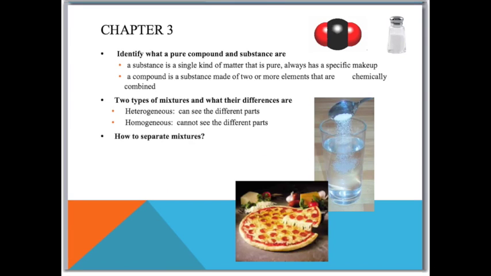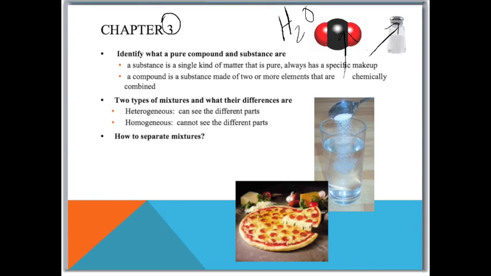Okay, going to start out here. And take note, we're going to start with chapter 3. So we'll start with 3 and then go to 4 and 5. So we start out with pure compound in a substance. A substance is a single kind of matter that is pure, always has a specific makeup. So our example is going to be the salt. Compound is a substance made of two or more elements that are chemically combined. And here we're going to go with our water.